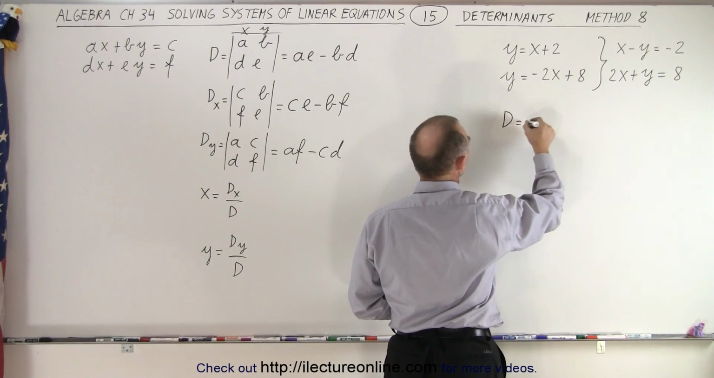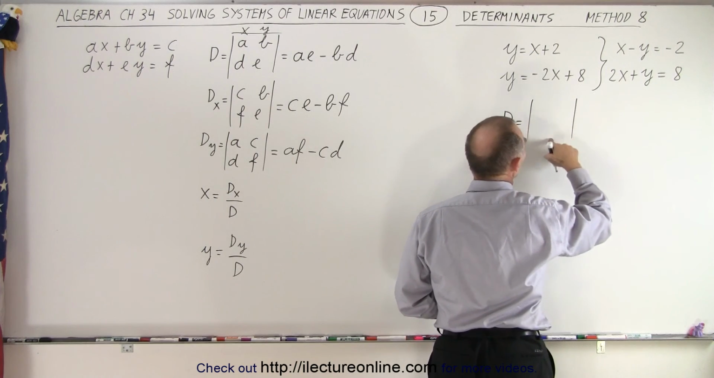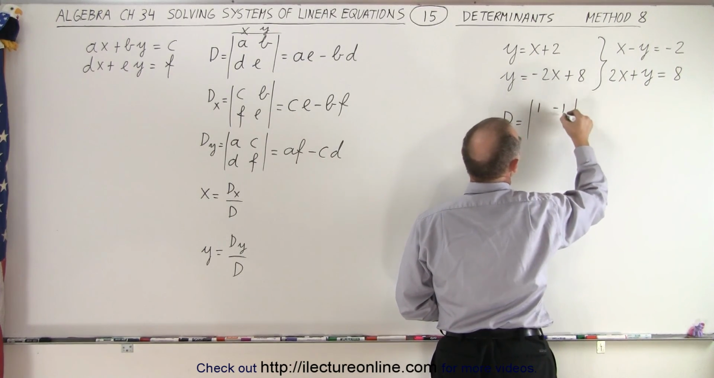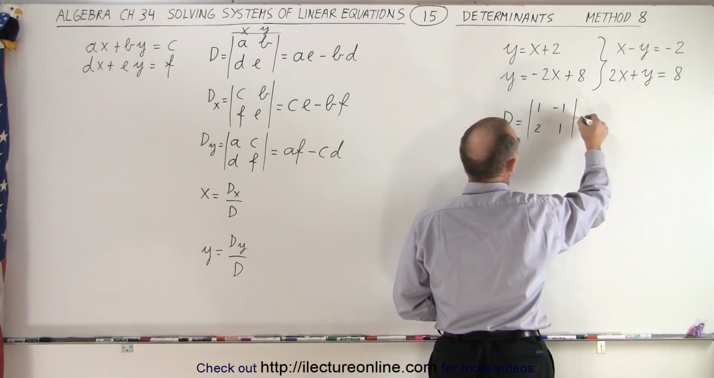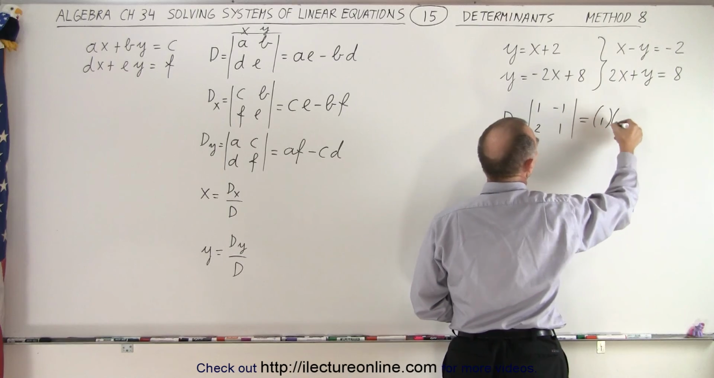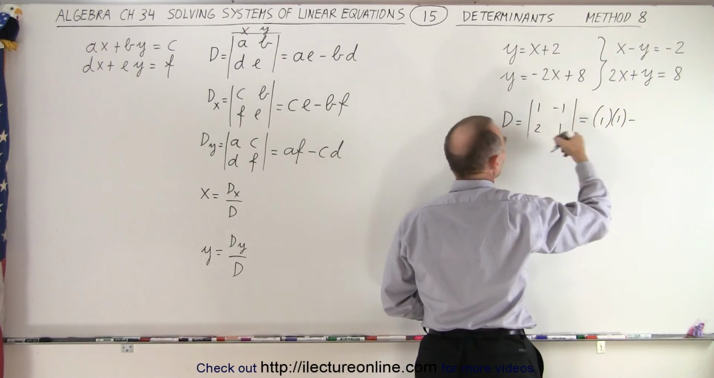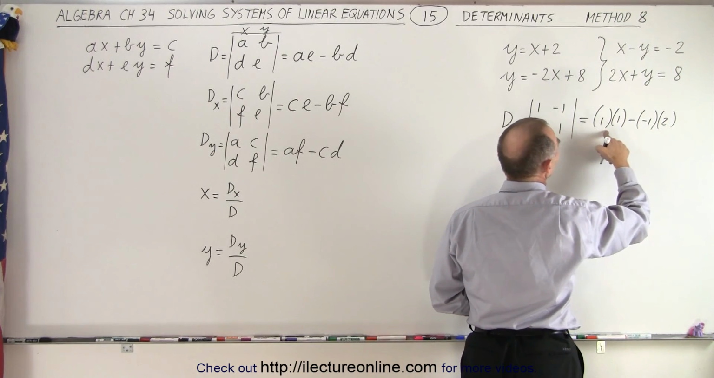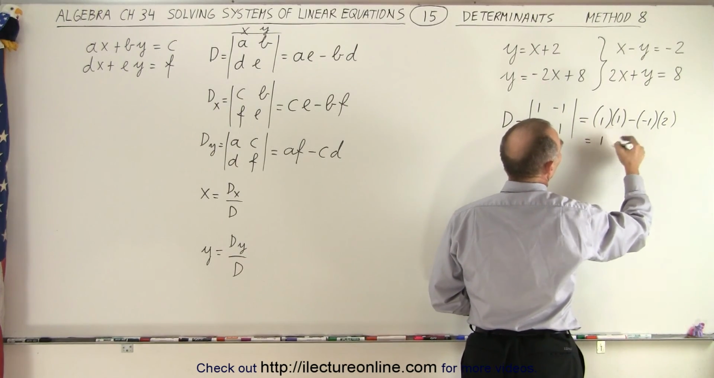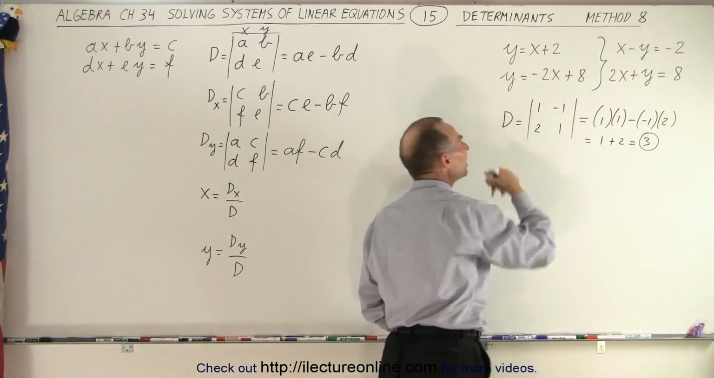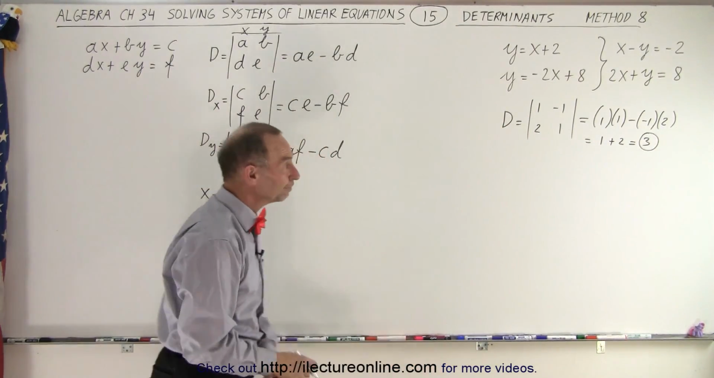So let's get the D determinant first. The D determinant is simply equal to the coefficients 1, -1, 2, and 1. And to find that, you multiply these two together, that would be 1 and 1, minus multiplying those two together, which is -1 and 2. And notice this is 1 plus 2, which is equal to 3. So the determinant D is simply a number, 3.